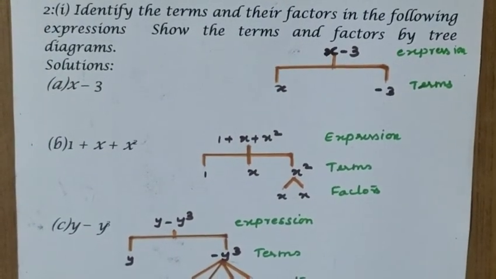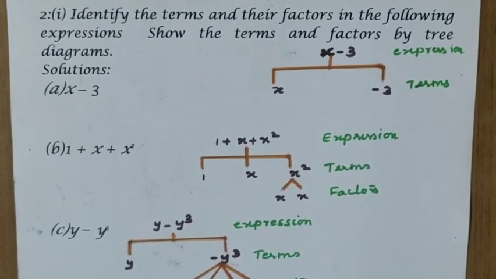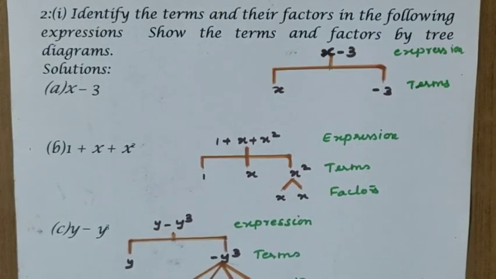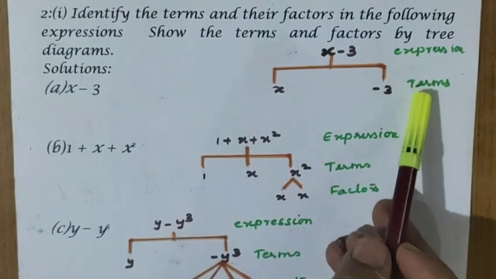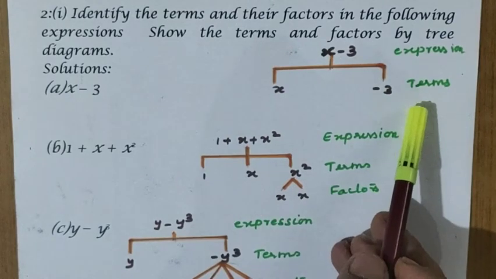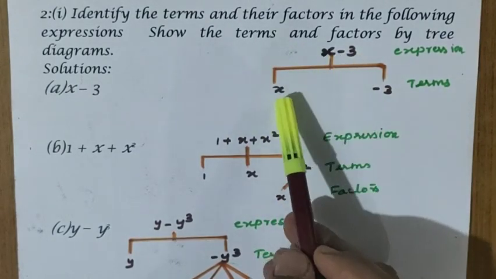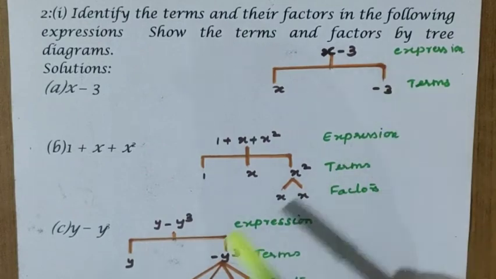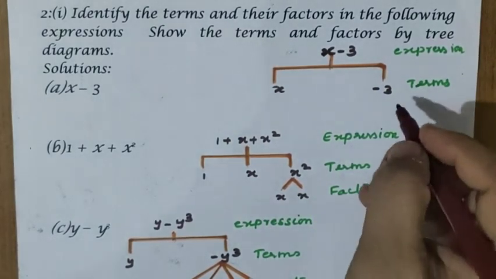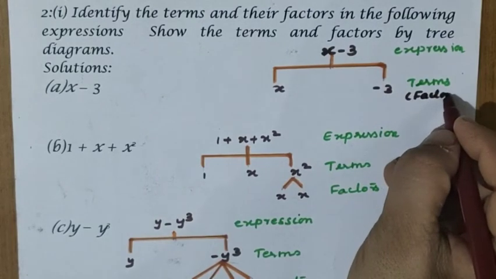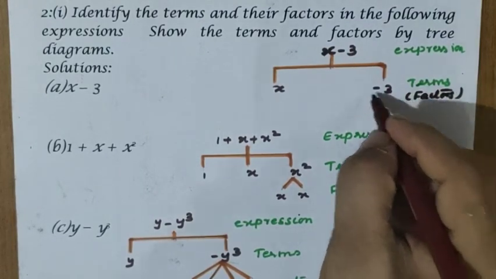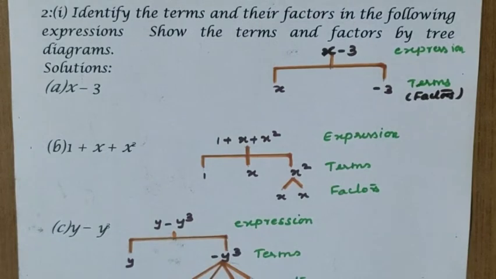Identify the terms and the factors in the following expressions. Show the terms and factors by tree diagram also. So x minus 3 is the expression. We have done already in the example questions like this, but for this question x minus 3, x and minus 3 are terms as well as factors. Factors we cannot further simplify. Further we cannot simplify these terms. So terms and factors are the same here, x and minus 3.